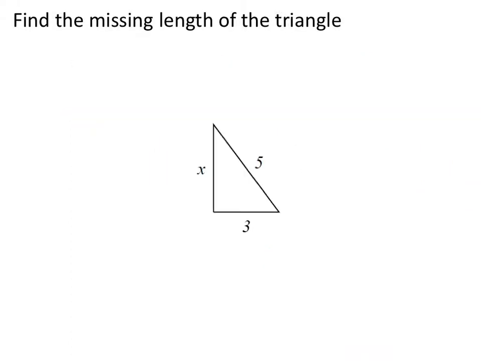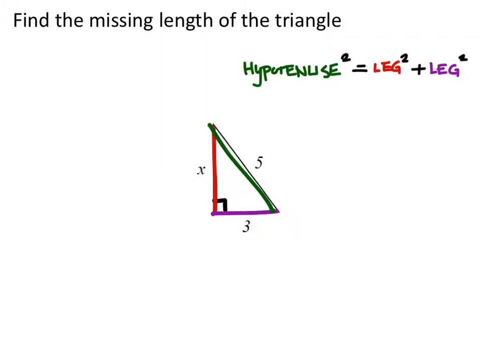So in this problem, it's going to be just a little bit different because we're not solving for a hypotenuse. As we can see, the right angle would be right here, and then the x value is a leg, and this 3 value is a leg. So 5 is the hypotenuse in this case. So when I go to the Pythagorean theorem in this case, the hypotenuse now is that 5 length. The red leg that I have is the x value, and then the purple leg would be the 3 value.